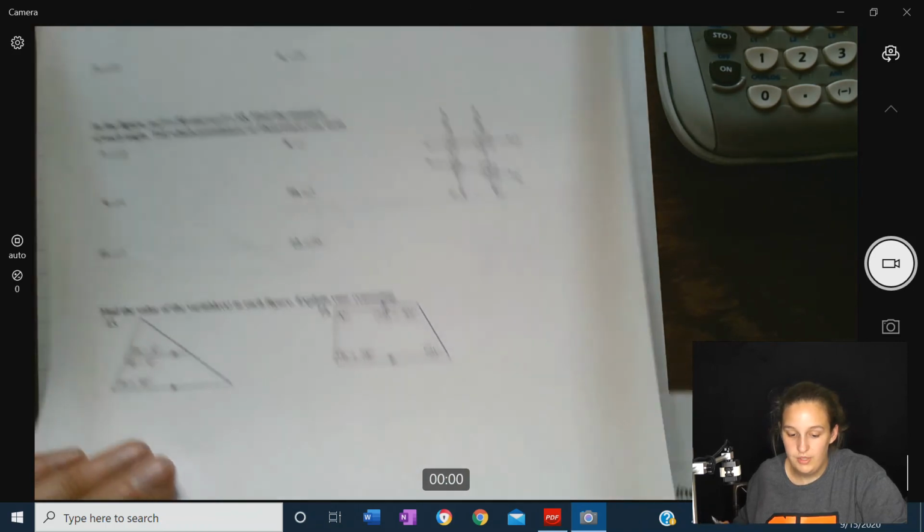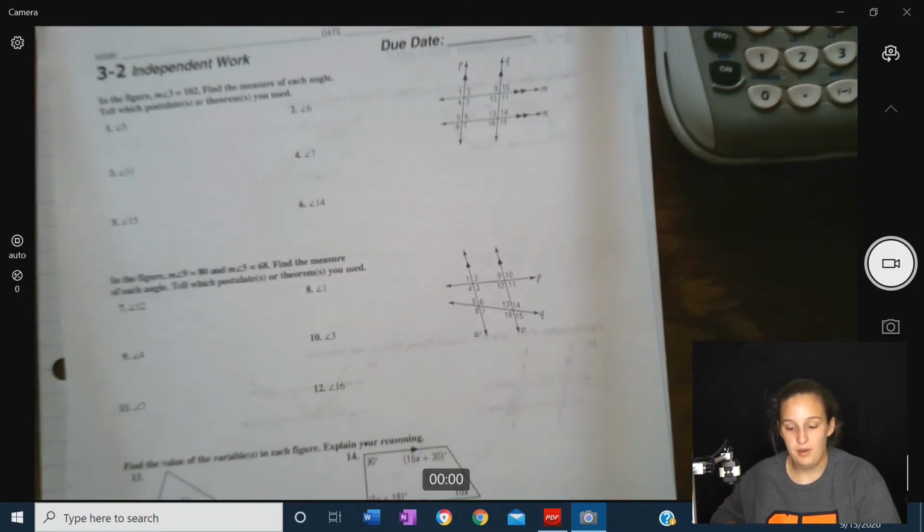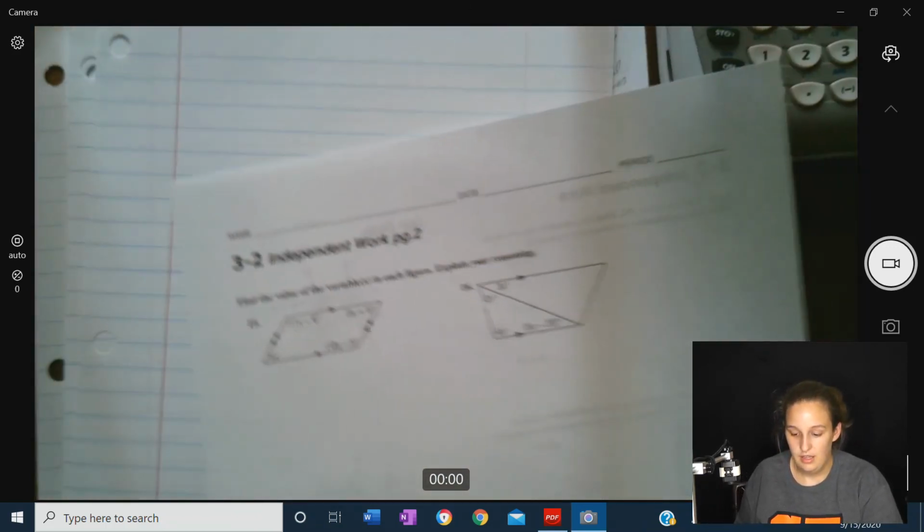All right, you're going to do the 3-2 independent working class. There are 2 pages, one on the front and one on the back.